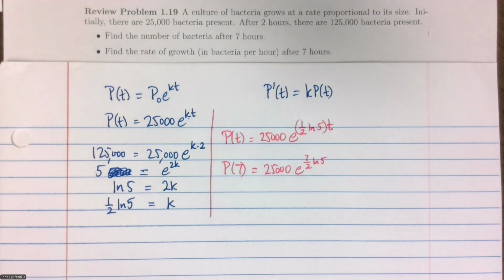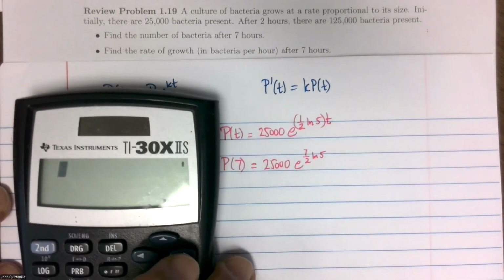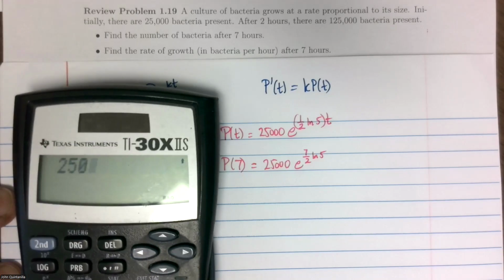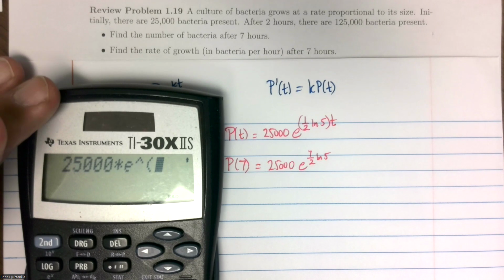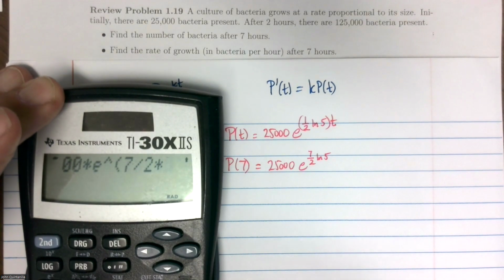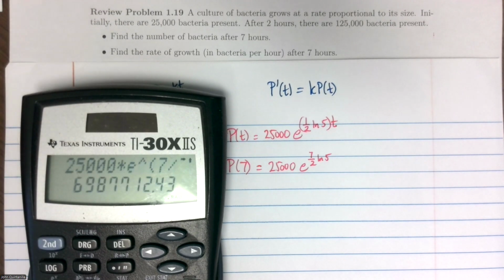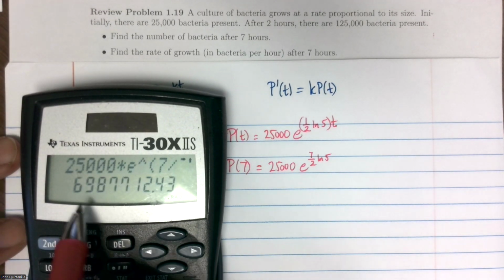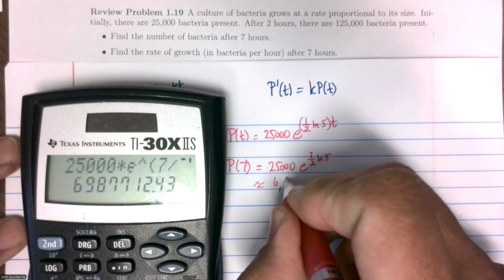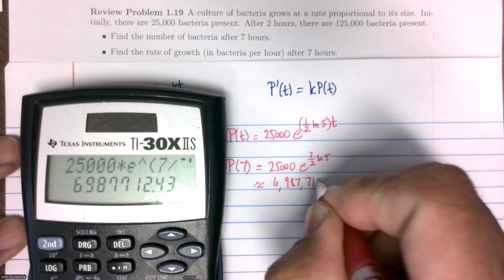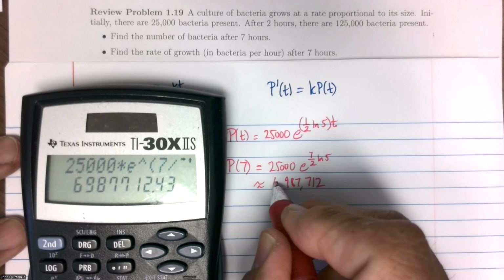Now we plug that into our calculator. Hopefully I don't make a silly mistake with punching this in. So 25,000 times e to the 7/2 times the natural log of 5. And that works out to be something in the 6 million range. So that works out to be approximately 6,987,712. And so that'll be the number of bacteria after 7 hours.